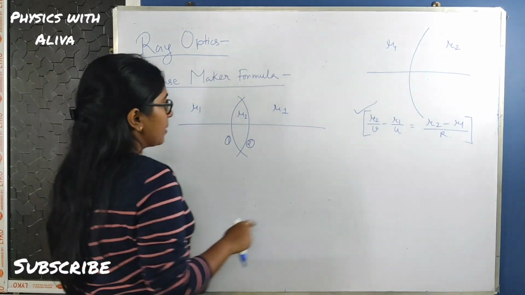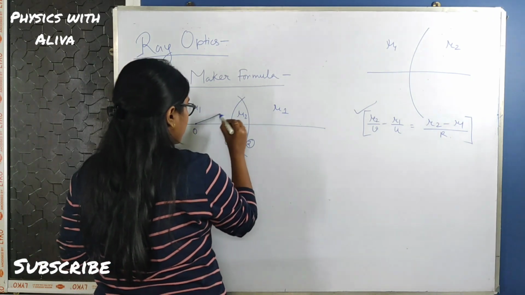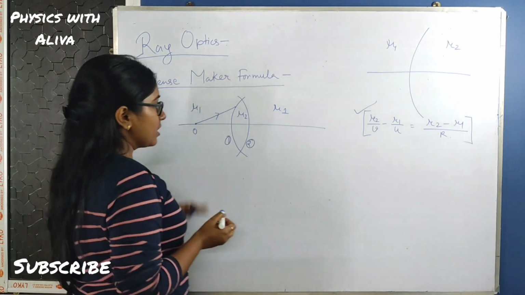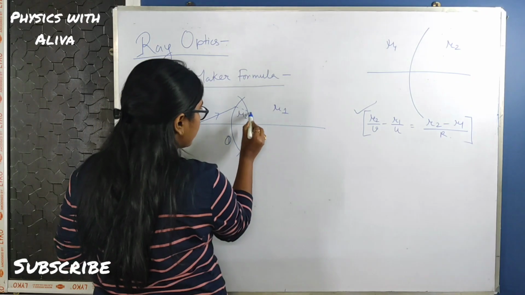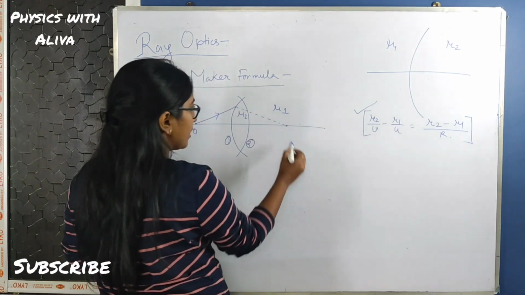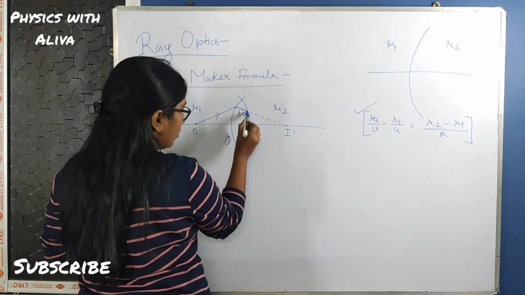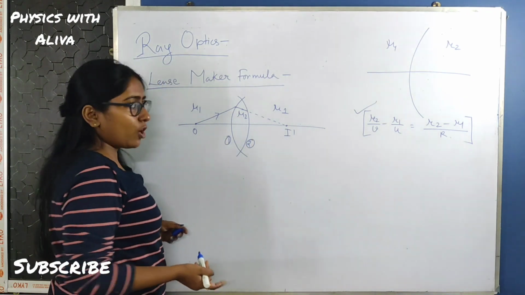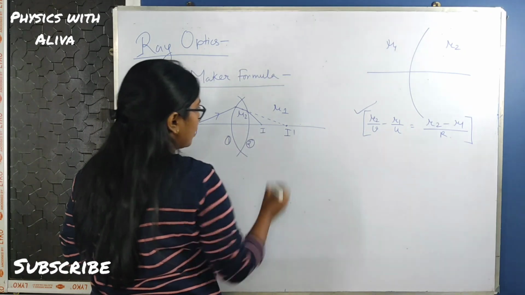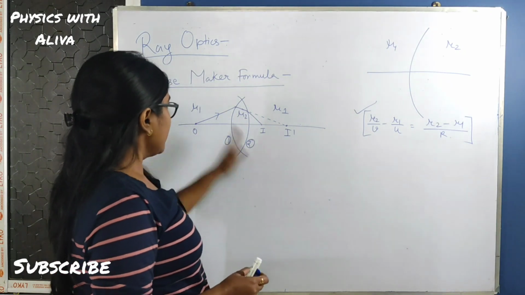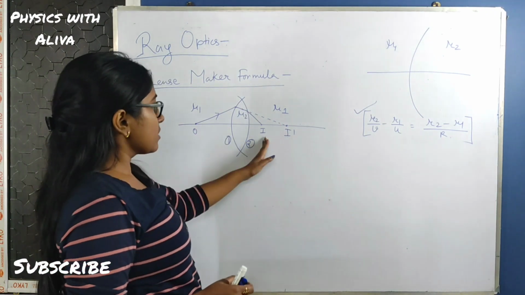For the first spherical surface, suppose this is an object and the incident ray is falling on the first spherical surface. The refraction will occur. Suppose the second spherical surface is not present, then the refraction will occur here and this will be the image I dash. But here the second spherical surface is present, so after reaching this position, again refraction will occur due to the second spherical surface, and the image will form here at I. Due to the presence of the second spherical surface, the image is formed at I instead of I dash.